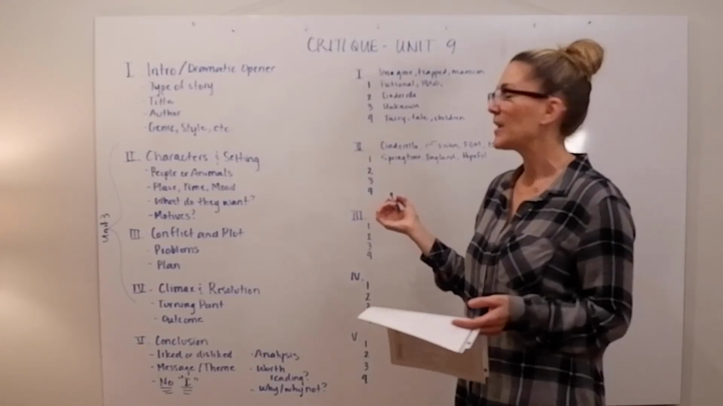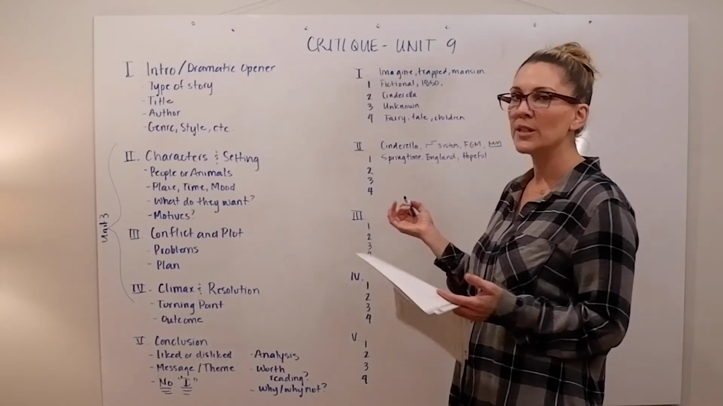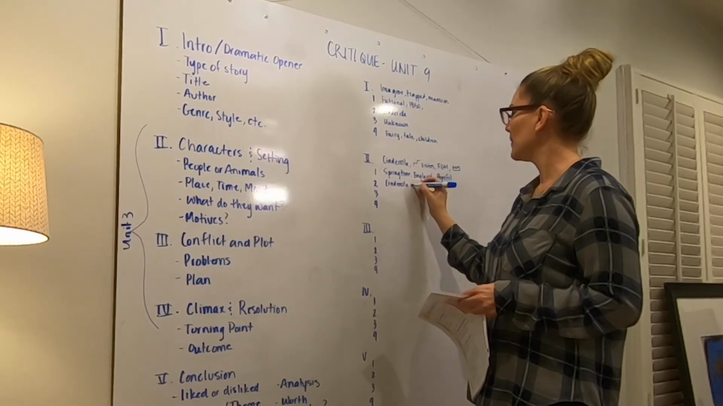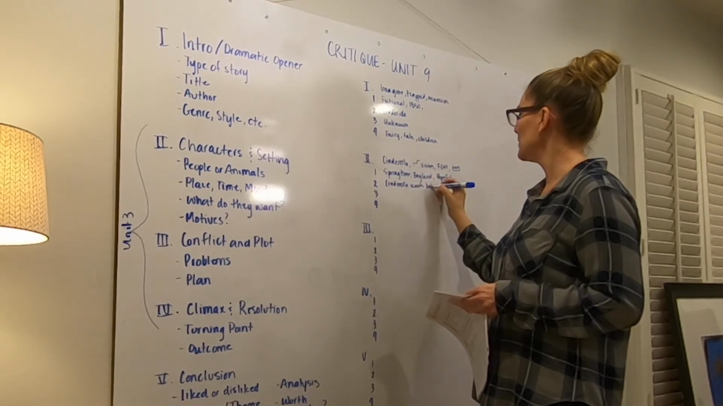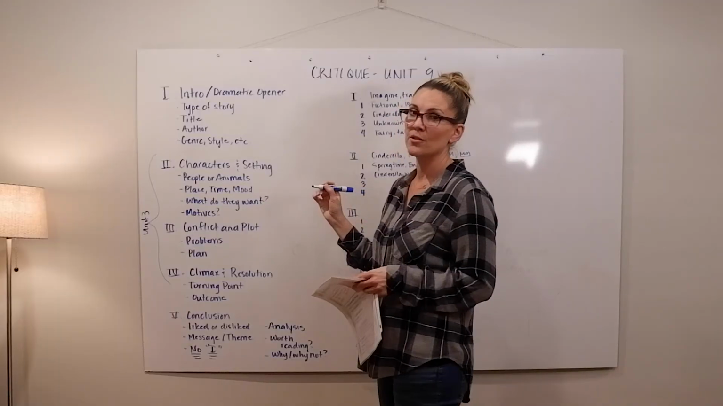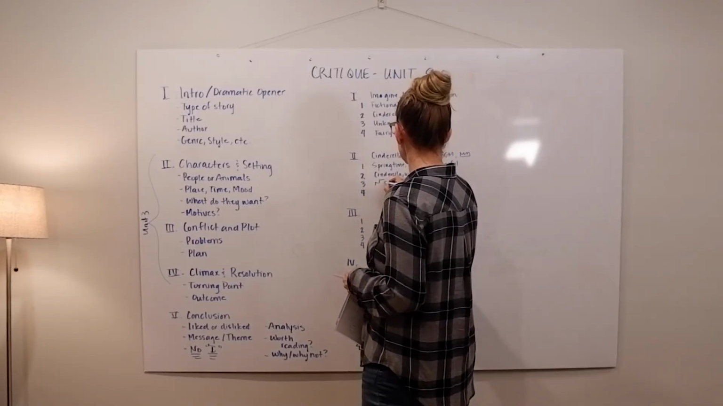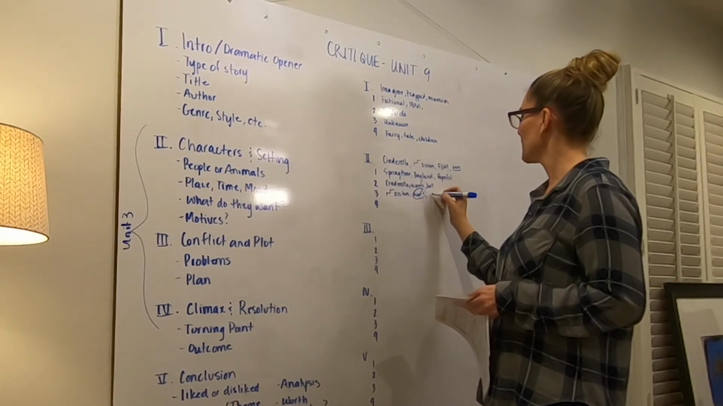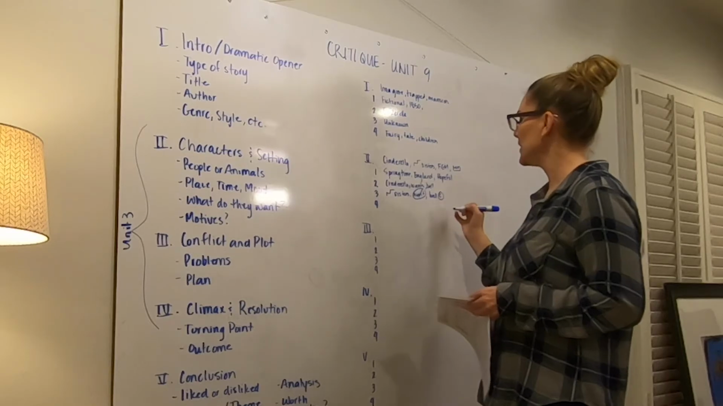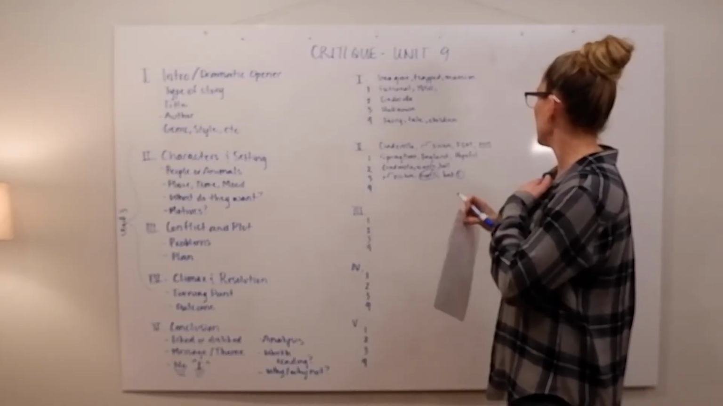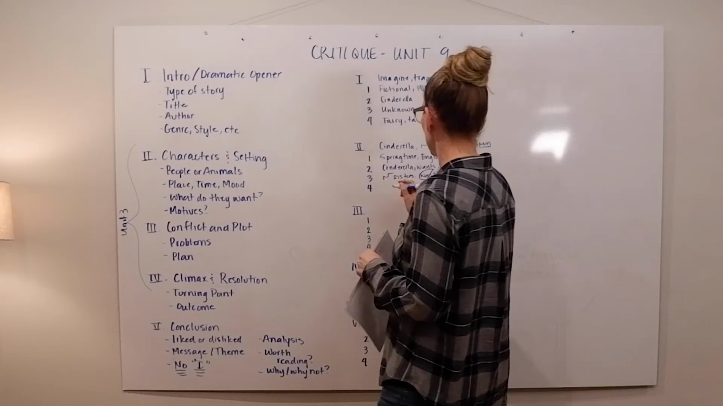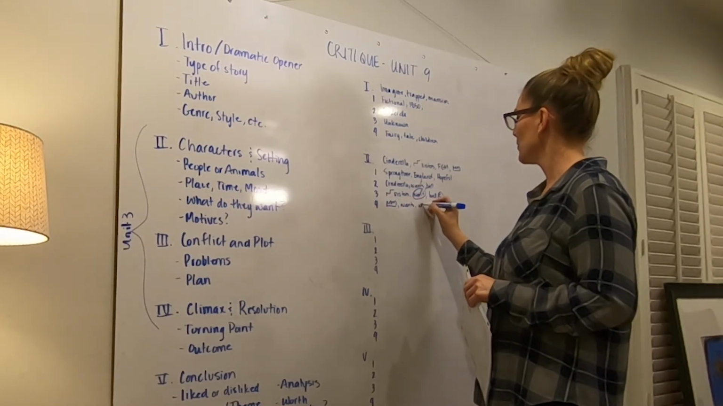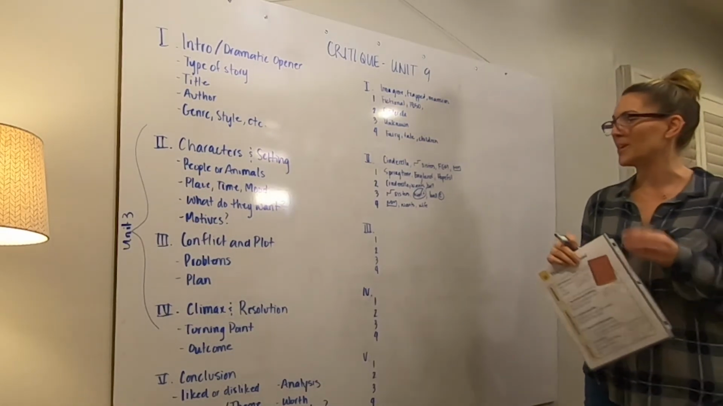What do the characters want? What are their motives? So Cinderella wants to go to the ball. So Cinderella wants ball. And the stepsisters don't want her to go to the ball. So we'll do stepsisters do not want her to go to the ball. And let's see. The prince wants a wife, doesn't he? So prince wants wife. Or at least that's what his father wants for him, right?